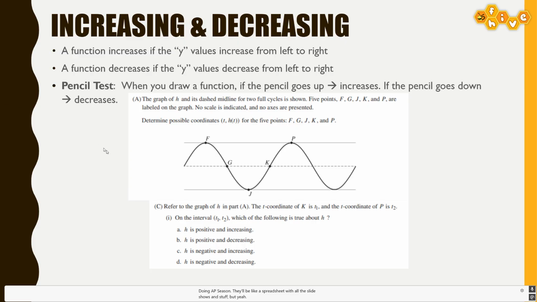So the winning answer is A. It's positive and increasing. Because from K to P, the values are positive because the average rate of change is positive, and then it's also increasing because our pencil is going up. And this is Unit 1, yes. This is the first part of Unit 1.